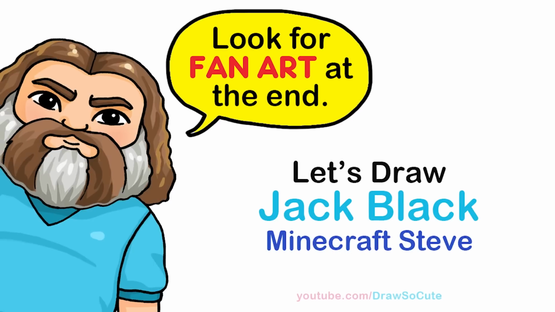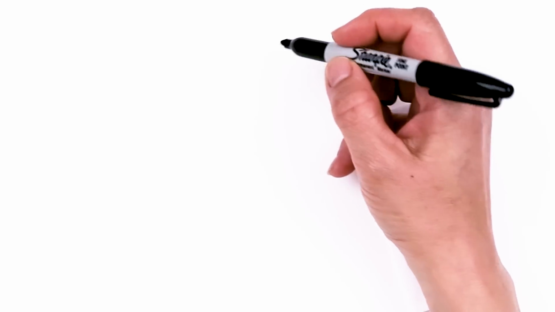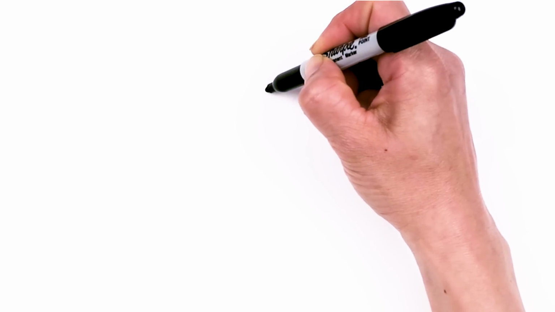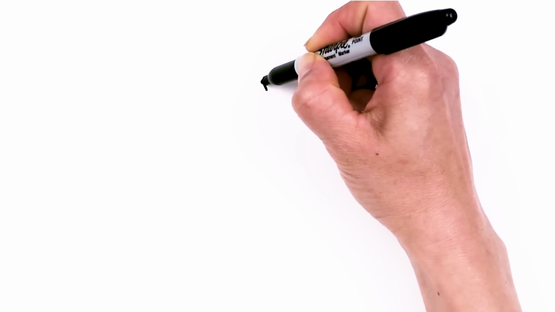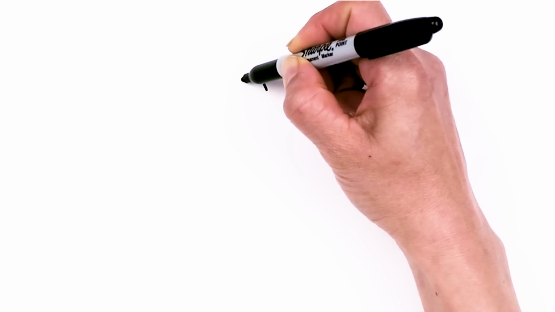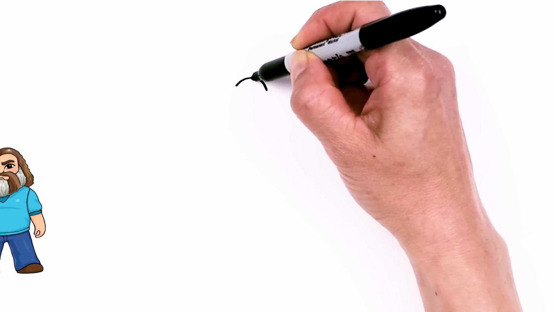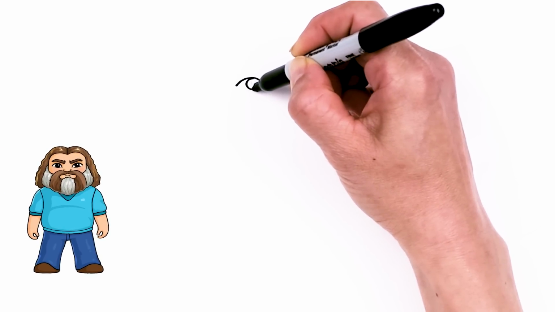Today we're going to draw Jack Black as Steve from Minecraft movie. So let's get started. To draw this human version of Steve, let's first start by drawing the eyes. So I'm going to start right here and go up with a curve, and come down. And then right here, I'm going to add a circle right in the center.